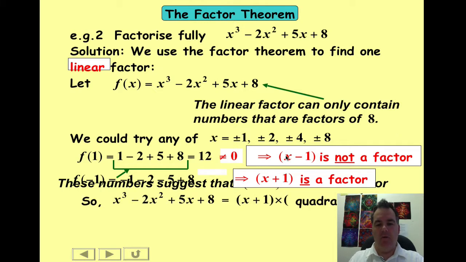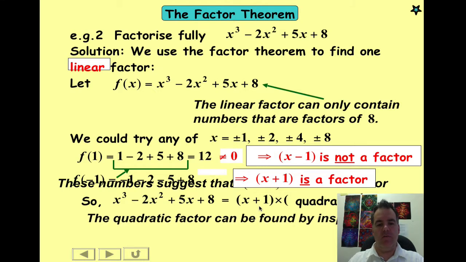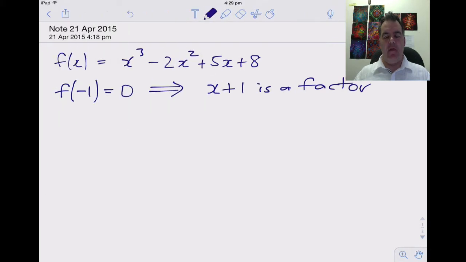So now, how do we find this extra quadratic factor here? Well, we just divide this by this. Synthetic division or long division. So let's finish this off. We've found that x plus 1 is a factor of this cubic. So that means when I divide x plus 1 into the cubic, I get a remainder of 0. So we know it's a factor. So how can we find the quadratic factor? Right, let's use synthetic division.